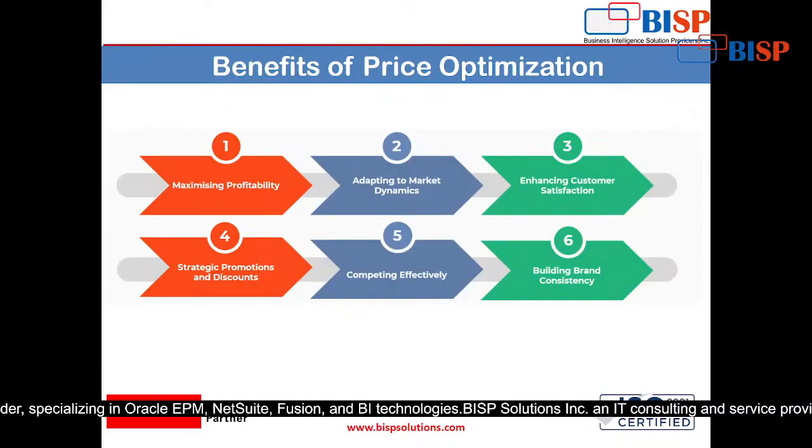Look at this: benefits of price optimization. The benefit of price optimization is maximizing profitability. As I told you, our main target is to optimize the pricing, to maximize profitability and gain maximum profit, and adapt to market dynamics. Then, enhancing customer satisfaction. That is also because we don't want to lose our customers, right? So decreasing the price for a few customers and increasing the price for a few customers will balance both, and you can retain both kinds of customers.